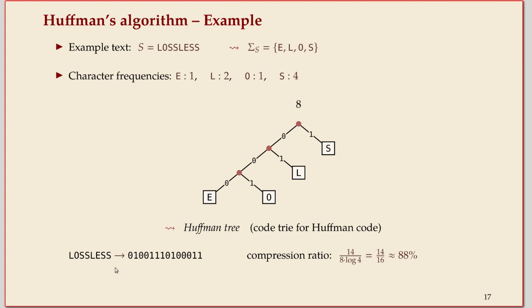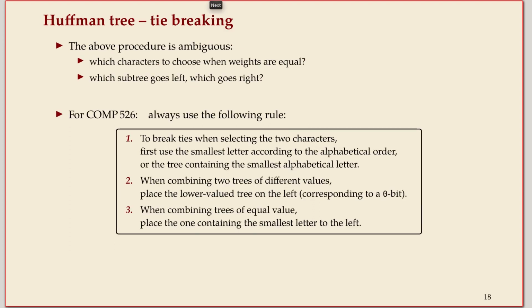And well, to finish the example, here's the compression ratio that we achieve for this tiny text. So if you encode losslessly with this trie, you would get this string. And if you work out the numbers, the compression ratio is 88%. So it's compressing. Even for this very tiny example, Huffman codes are effective. And so that brings us to the question of how good those codes really are.